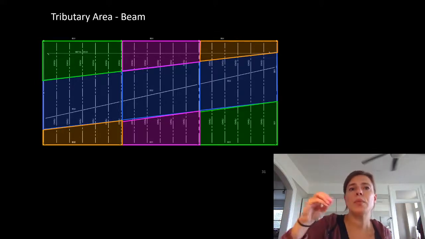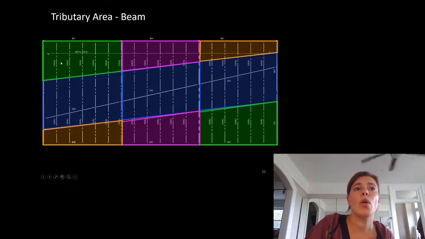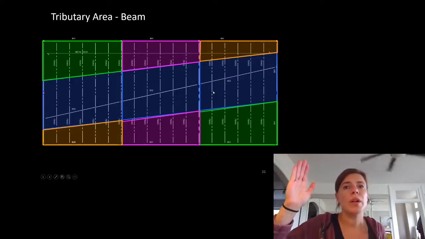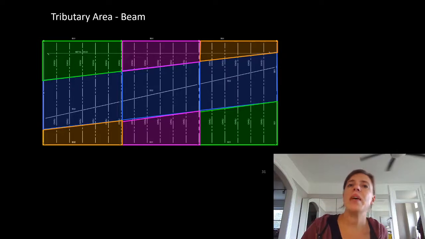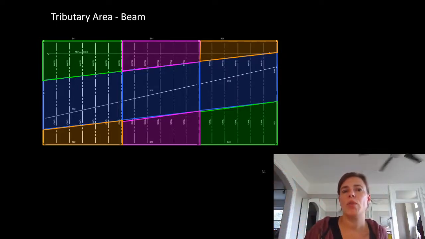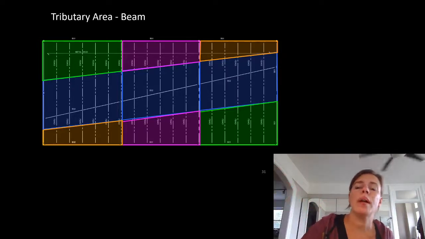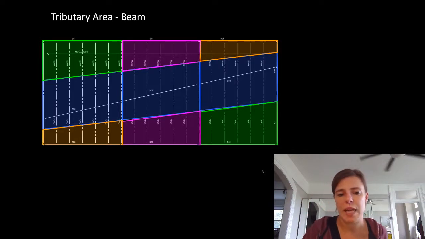So if we take the time to draw this out for all of the beams, now remember, we'd want to do this for the joists, and then we'd want to come back and overlay it and do it for all the beams, and then we'd want to come back and do it for all the columns as well.